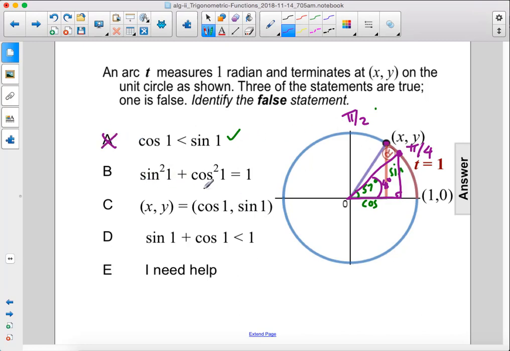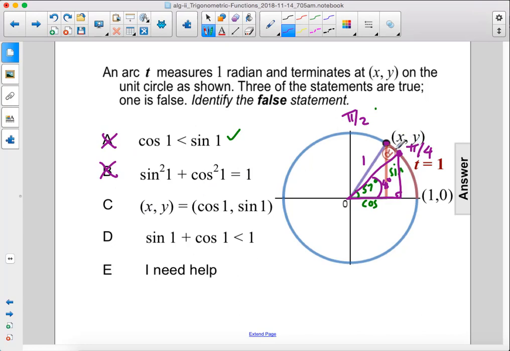Sine squared 1 plus cosine squared 1 equals 1. This is true. So remember, the Pythagorean theorem states the legs squared added together equal the hypotenuse squared, and the hypotenuse in a unit circle is always 1. So we have cosine squared plus sine squared equals 1 squared, so this is our Pythagorean identity. It's true, so we can eliminate it.